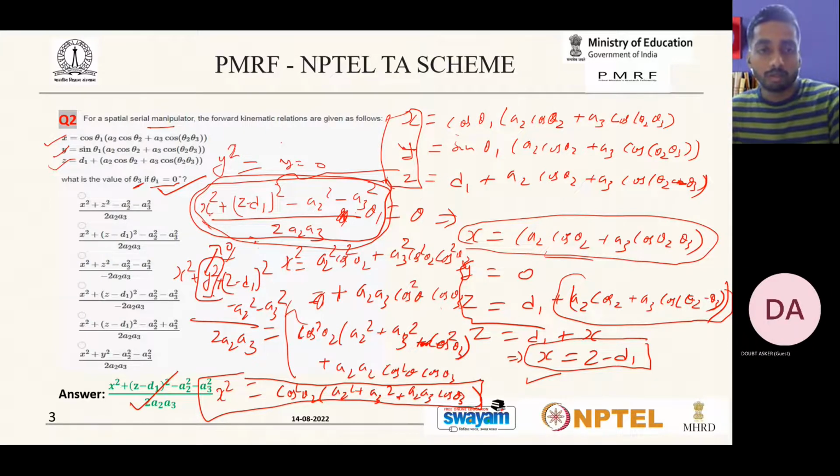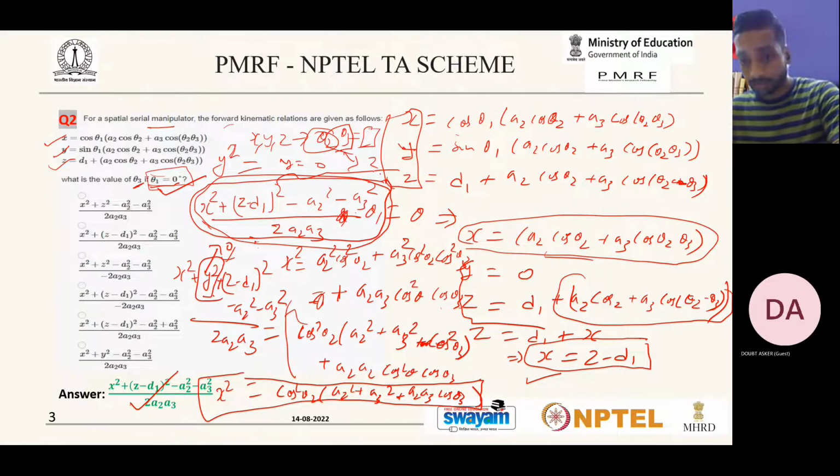So again, what you have to do is use this theta equals 0 value and find the relation between x, y, z, and then eliminate theta 2. After eliminating, you will get one equation with theta 3 and other knowns, and then you try to find theta 3. That is what we already did, right?